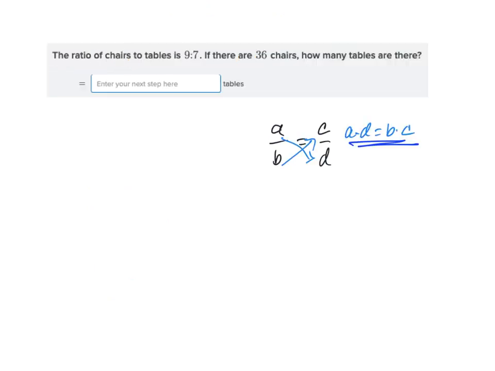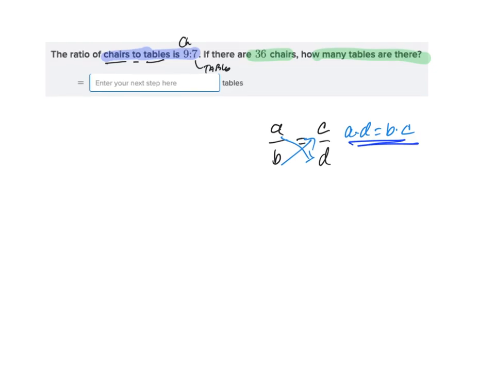On this one, again, we have to read the question. It says the ratio of chairs to tables is 9 to 7. So you want to remember this is your chairs and these are your tables, because they told us chairs to tables. Then they give us that we have 36 chairs. How many tables are there? So we're going to go back and just set up that proportion again.